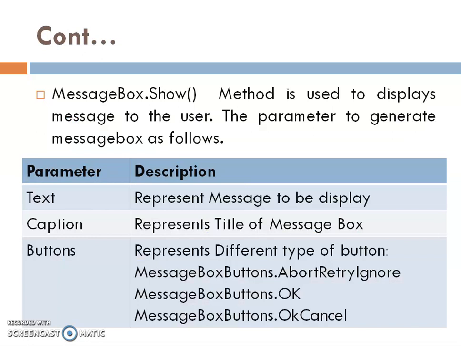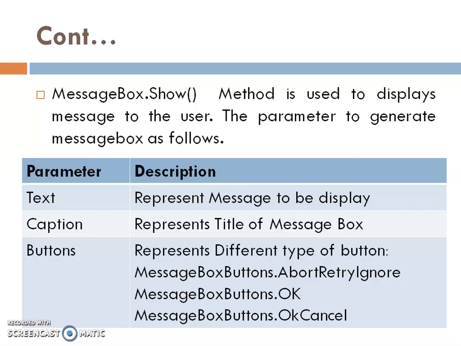Now the MessageBox.Show method is used to display a message to the user. The parameters to generate a message box are as follows. First we write text, which represents the message to display. Then we write caption. Caption gives the title of the message box. Then we write buttons, which represent more than one button.